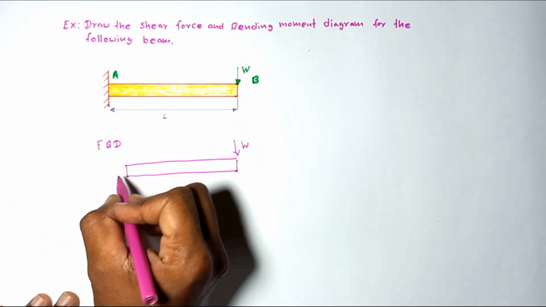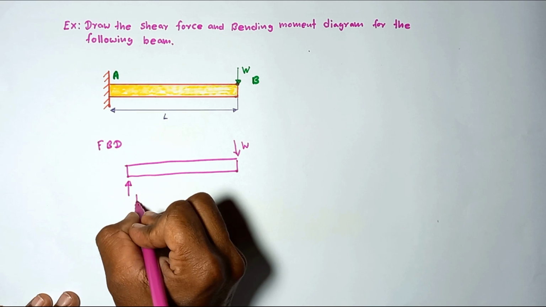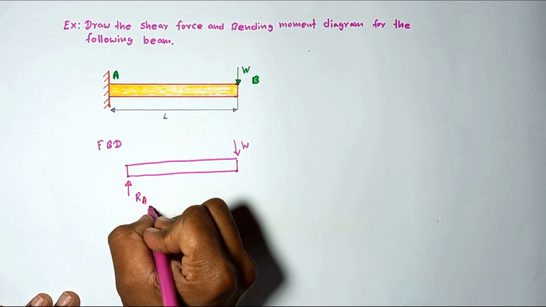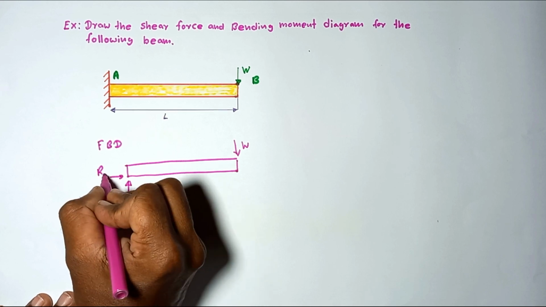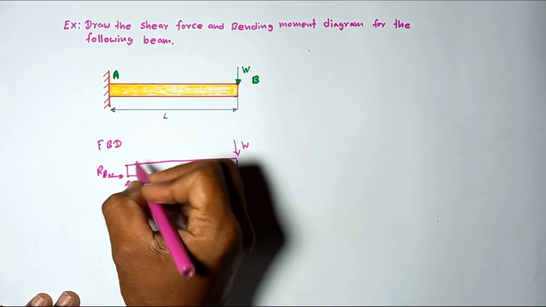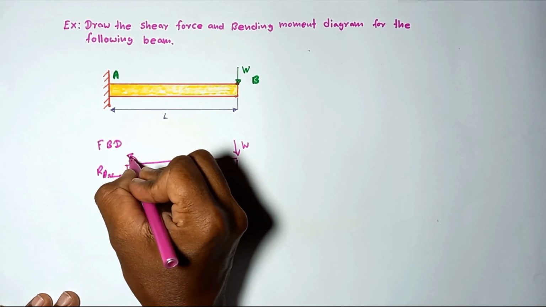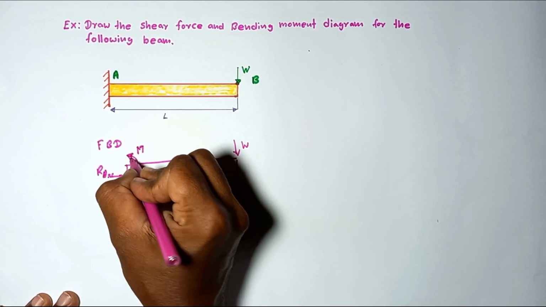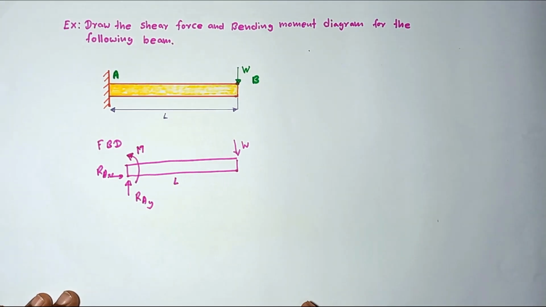The W load is acting. Just take this point as A here. R_AY in this direction, R_AX because it is a fixed support, and the moment M is acting. The length here is L. This is the free body diagram for the beam.